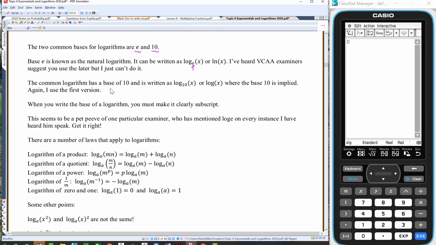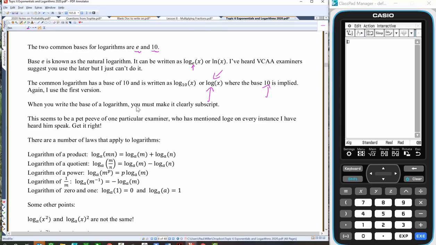The common logarithm is of base 10, and can be written as log 10 x, but if it's written like this, the base 10 is implied. But again, I always write the base, so there's no kind of wondering what base he's talking about here. If it's written like that, you're not asking, oh, what's that, Mr. Miller? Base 5, base 6, base 15.5? No, this is base 10, okay, it's implied.